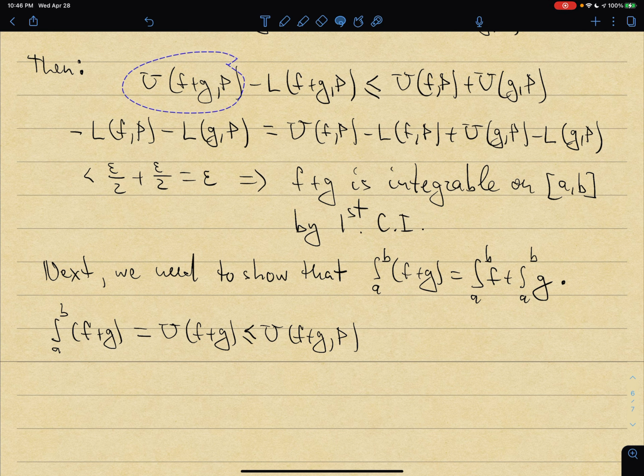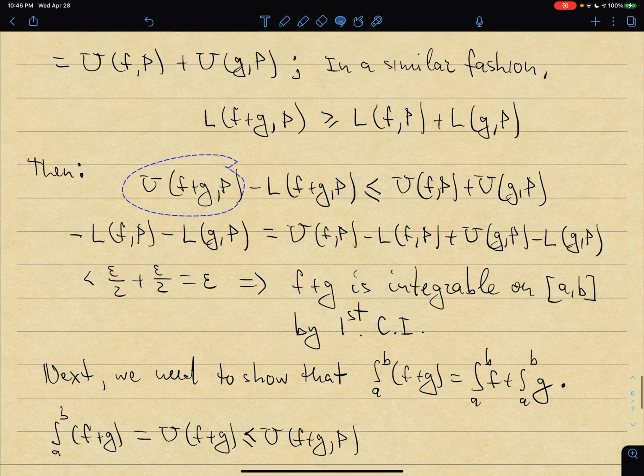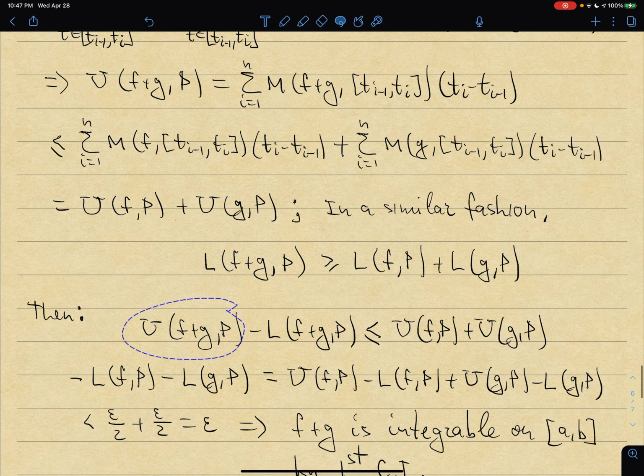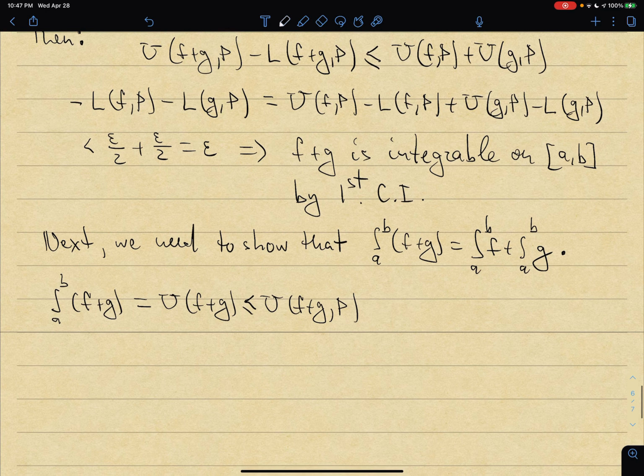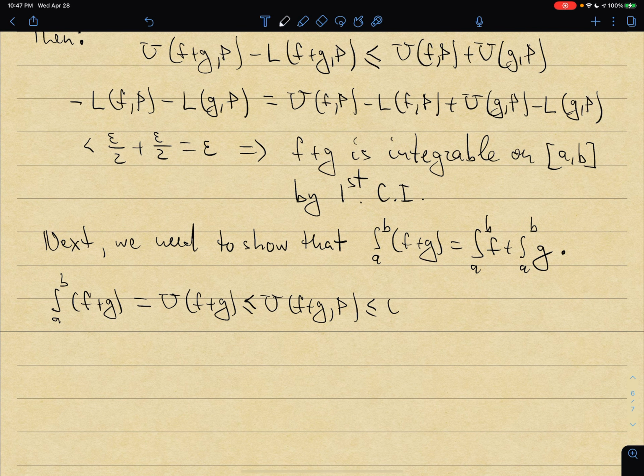So, actually, before doing this, let me do something else. What I know about U of f plus g, P, one thing that I know about it, is that it is less than a sum of U of fP and U of gP. So let's use that first. So this is less or equal than U of fP plus U of gP. And now I'm going to use what we know about U of fP versus L of fP.